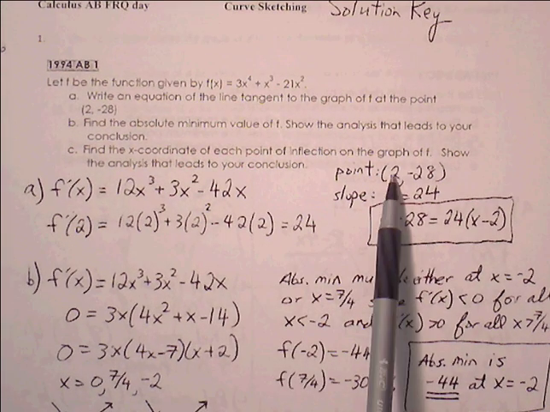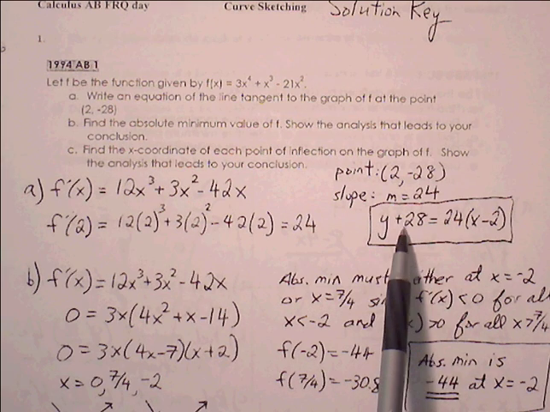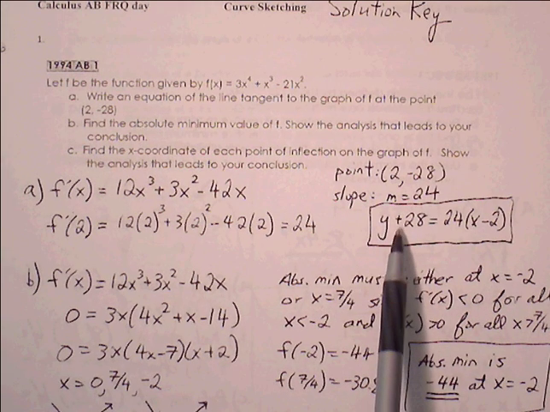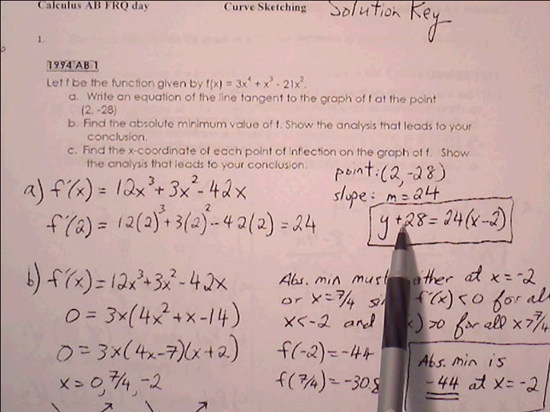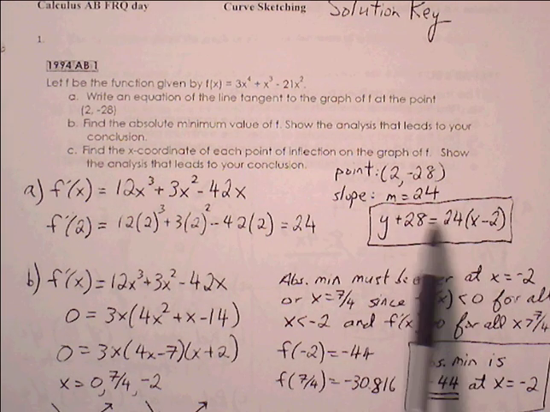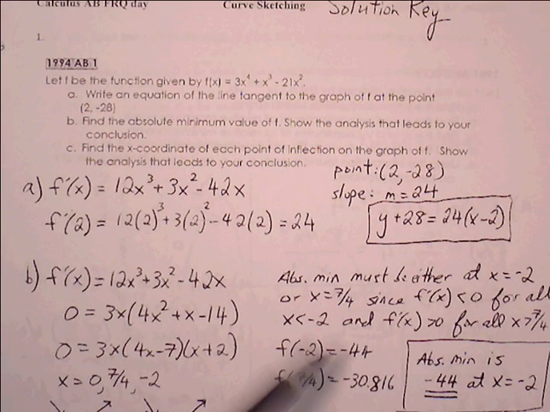So the ordered pair is (2, -28). The slope is 24. And then we can write our tangent line equation in point-slope form. y minus y sub 1 is equal to m times x minus x sub 1. So y plus 28 equals 24 times (x minus 2).